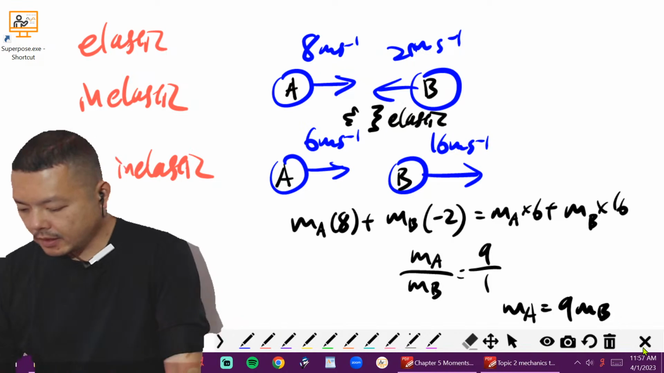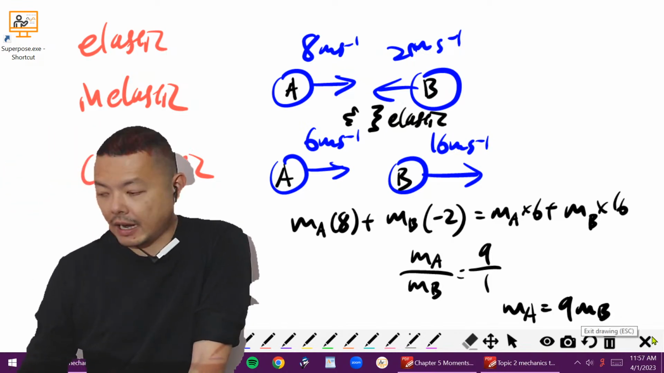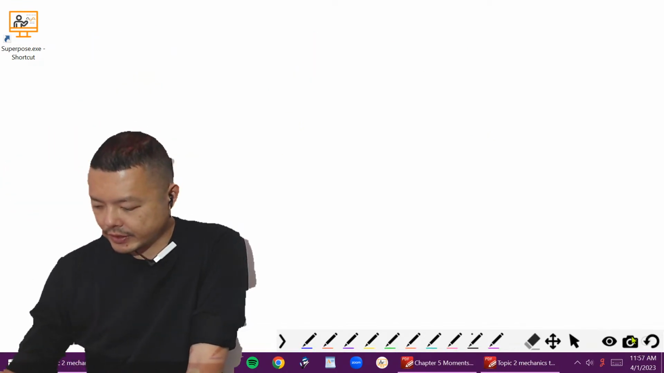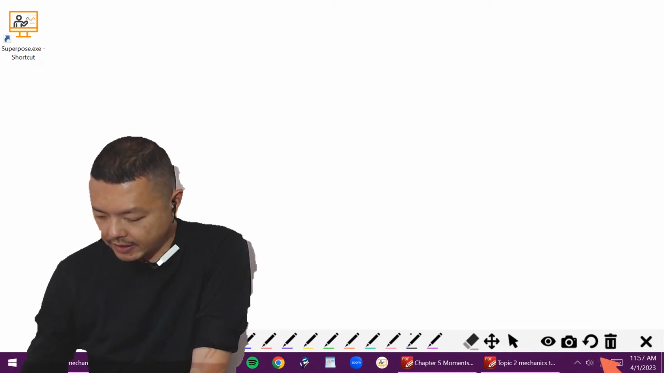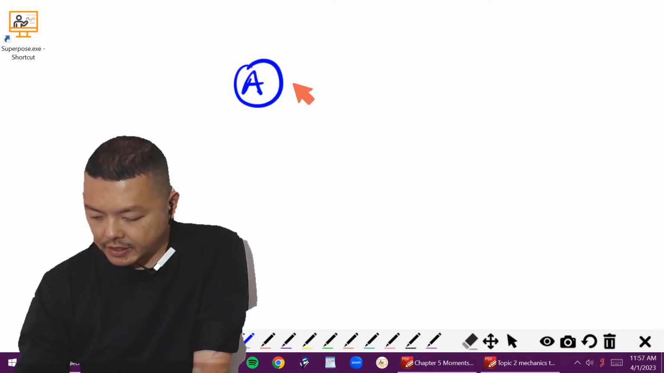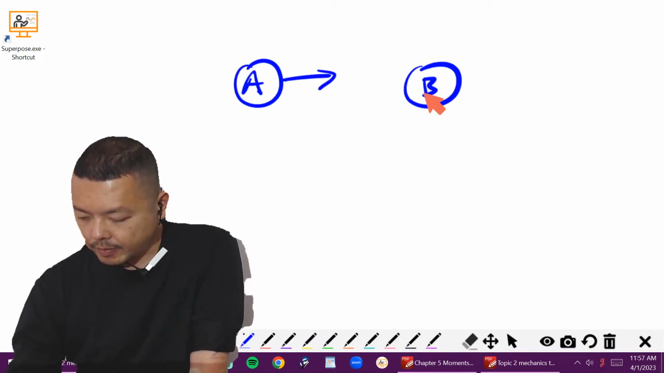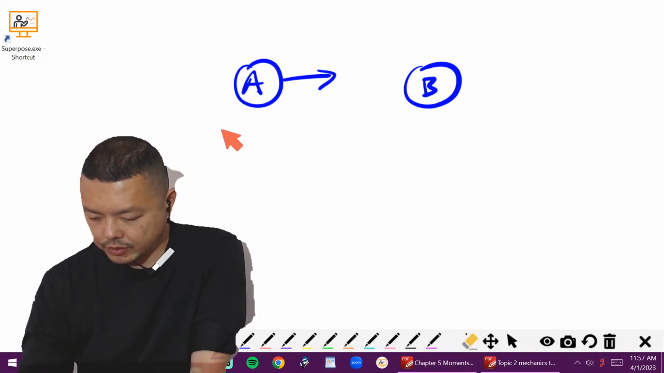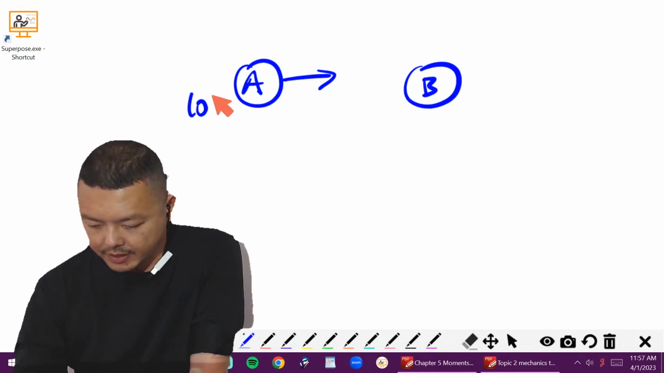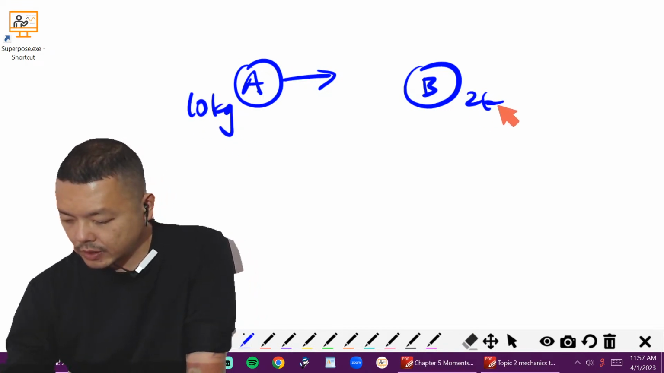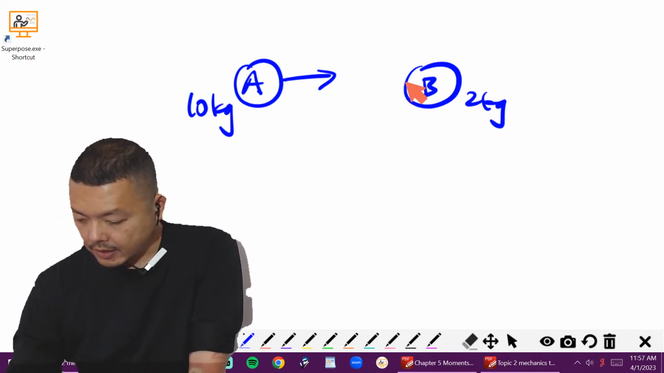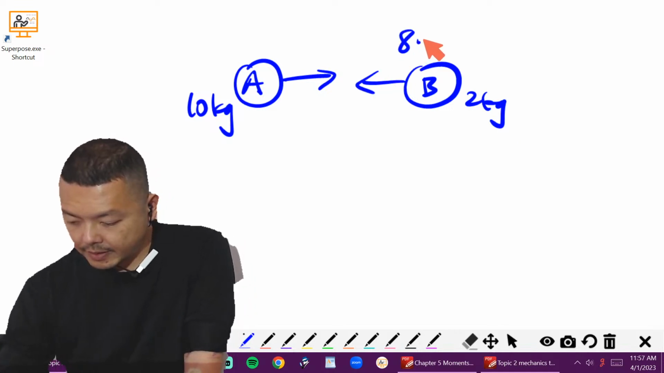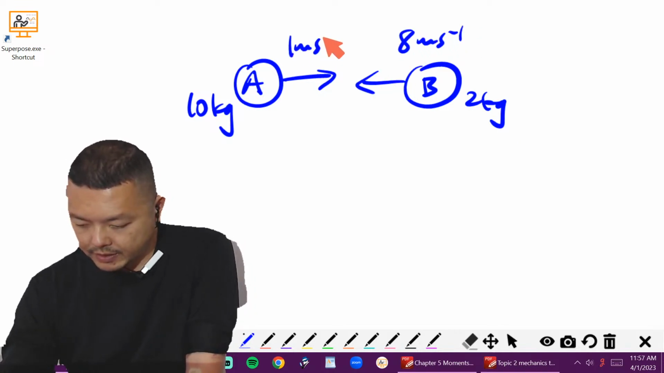Can I give you half a question? I'm going to give you half a question now. This is also based on elastic collision. Let's not use the same masses; let's use a different set of masses. Let's say this is 10 kg, and this is 2 kg, for example. Let's say this one is moving at 8 meters per second, and this one is moving at 1 meter per second.